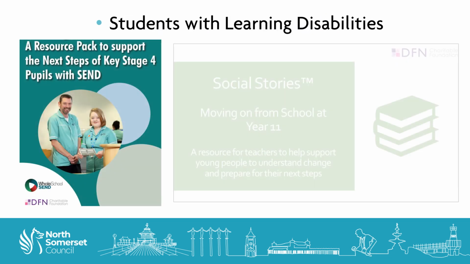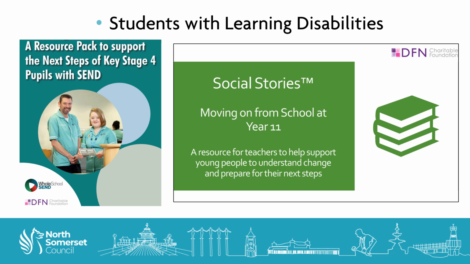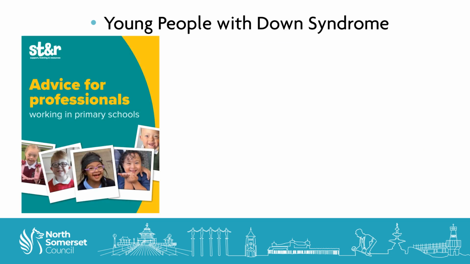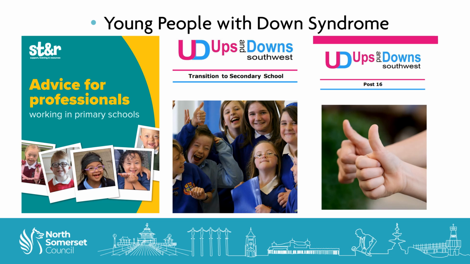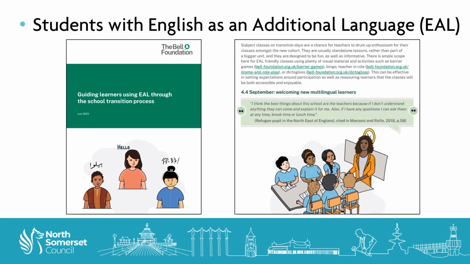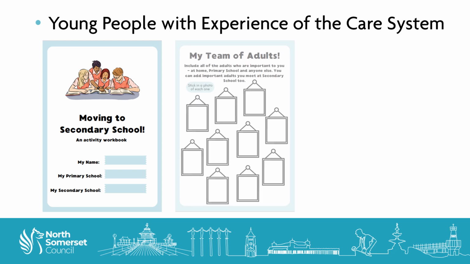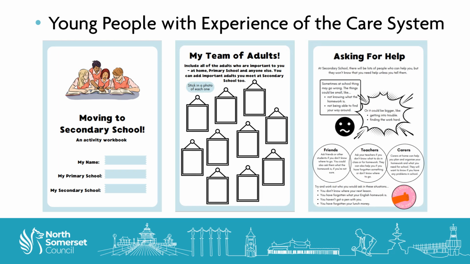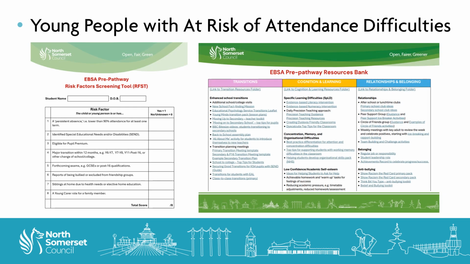For example, if we're supporting students with special educational needs and disabilities to make a transition, we can use the resources which focus on post-16 transitions for young people with learning disabilities, young people with Down syndrome entering primary schools or moving up to secondary schools or moving on to post-16 settings, or autistic students at all phases of education and into a range of education settings, or students for whom English is an additional language, or students with experiences of the care system, including a fantastic structured workbook produced by the North Somerset Virtual School, or students with existing attendance difficulties, for example using the Pre-Pathway Risk Factors Assessment and Resources Bank for young people at risk of developing emotionally based school avoidance or EBSA.